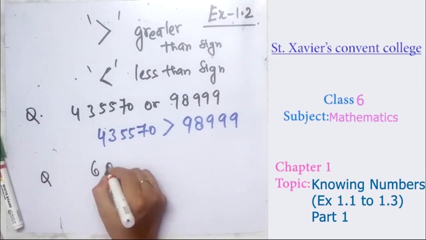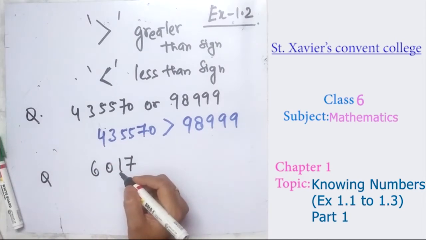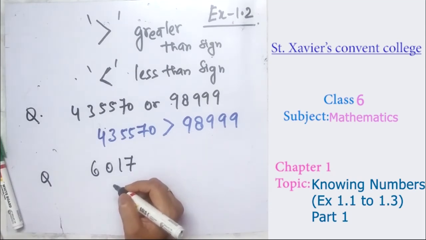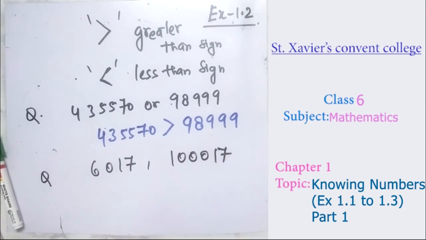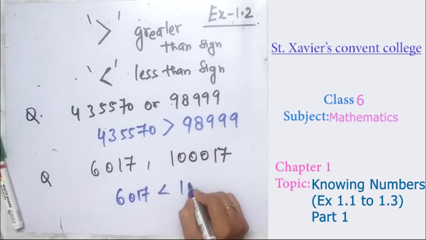Now the next question. Similarly, compare 6017 and 10017. You have to compare these two numbers, which one is greater or less. In the first number you have ones, tens, hundreds, thousands, and in the other number ones, tens, hundreds, thousands, 10,000. This number is greater, which means the other number is less. 6017 is less than 10017.